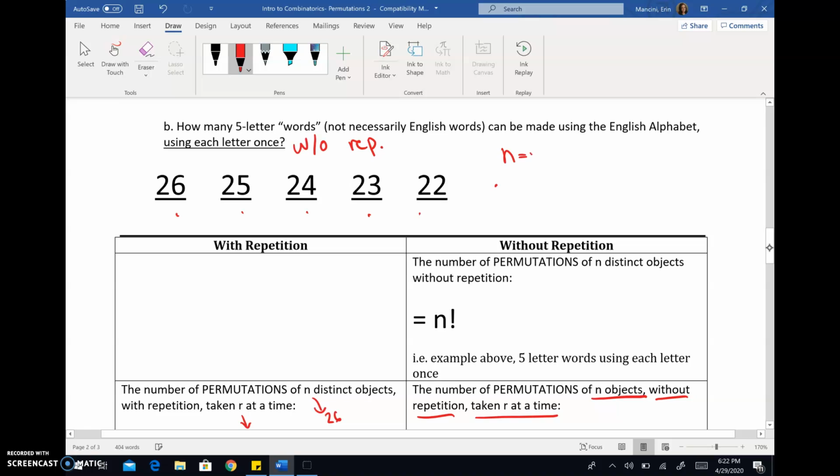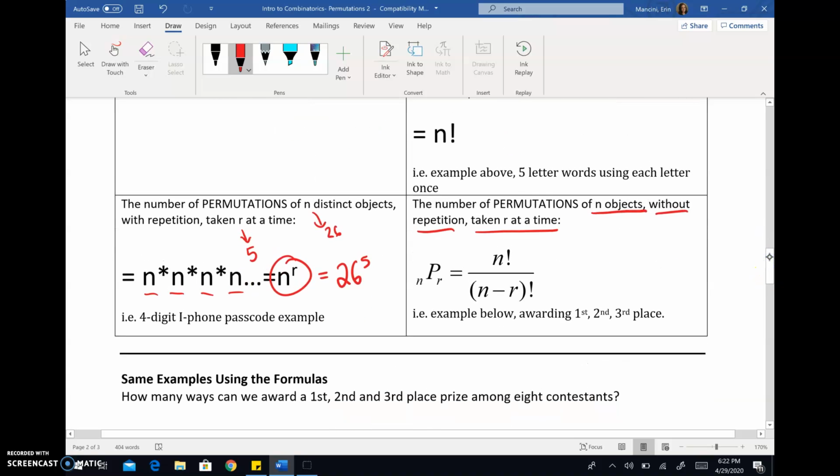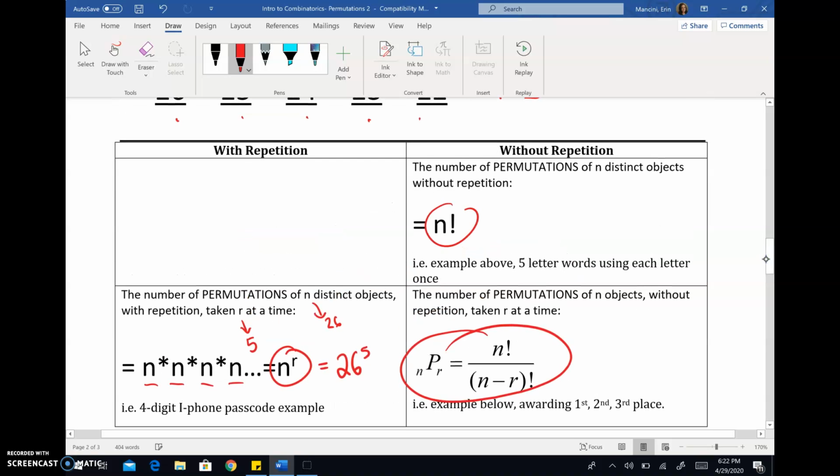So here, n is 26. Your r that you're taking is 5 of them. Okay, so we're in this scenario in the second column here, where you have a formula for permutations, and you use this formula when you're taking r of them. Otherwise it would just be n factorial, or just the numerator, when you're not picking a subset of it and you're just going all the way to 1, which I'll give you another example of in a second, so don't worry about this yet.